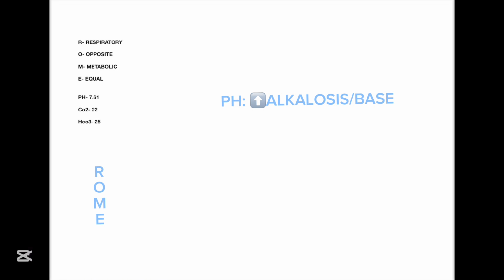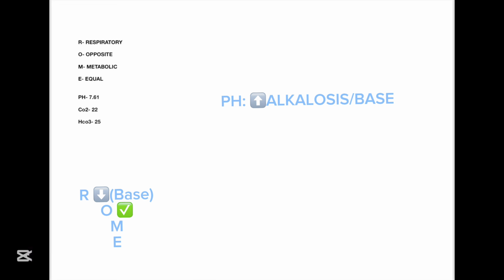So beside the R, we put the downward arrow showing that the CO2 is below that normal range. Then the O, that's the opposite. We look at the pH and the R. Are they in opposite direction? Yes, they're in opposite direction because it has to be in opposite direction for it to be a respiratory problem. So tick it good, showing that this is a respiratory imbalance.